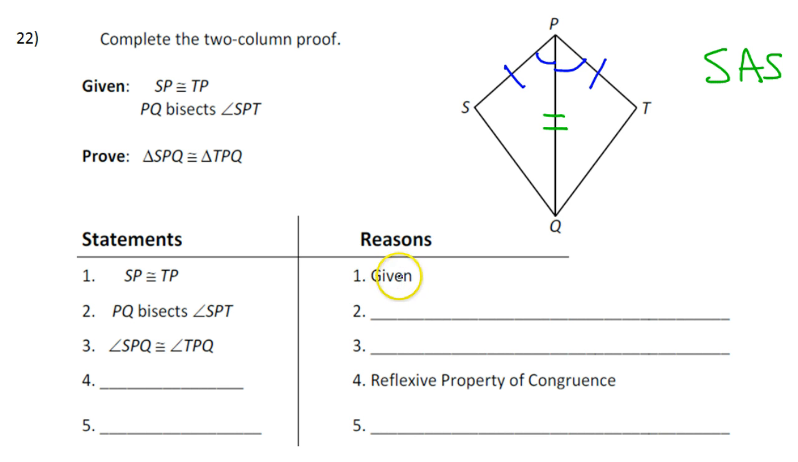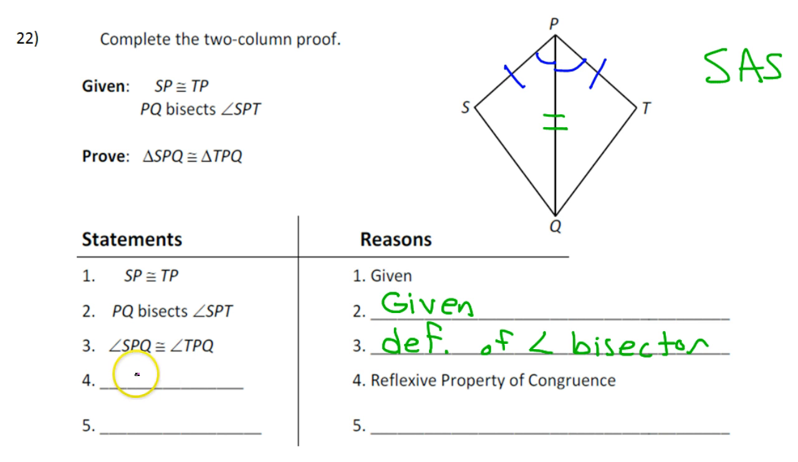So the first statement is just given to us. SP is congruent to TP. That's the given. They also mentioned that PQ bisects angle SPT. Again, that's right out of the given. And then they say angle SPQ, that's this blue angle, is congruent to angle TPQ. Well, that's just the definition of angle bisector. They just said it bisects, and that's what it means, equal parts. So just say the definition of angle bisector.